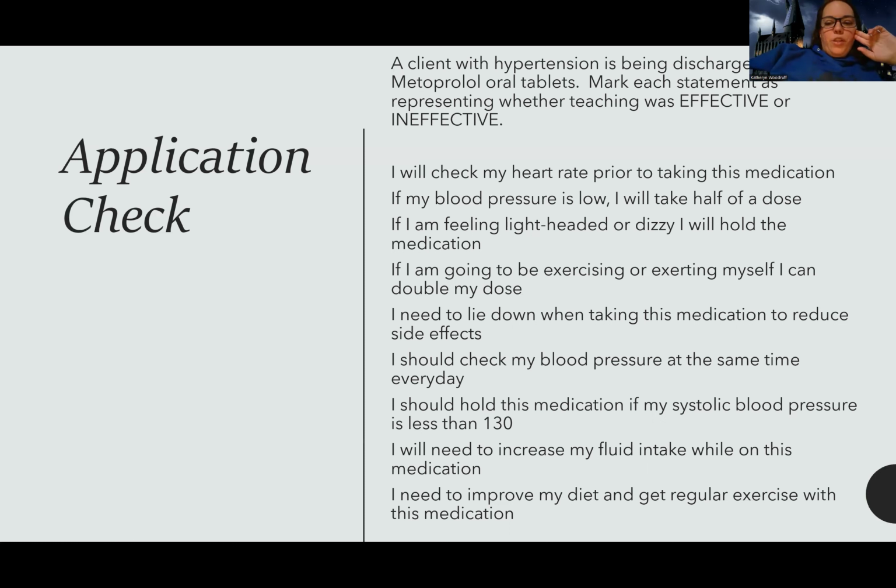I will need to increase my fluid intake while on this medication. So we talked about this a little bit earlier. Someone with hypertension doesn't need to be on a fluid restriction, but fluid is not going to help them. They're not dehydrated. That's not why their blood pressure is high. They've got a vessel issue, a plaque issue, other stuff going on. It's really rigid, hard arteries. There's nothing about taking metoprolol that requires them to drink more fluids.